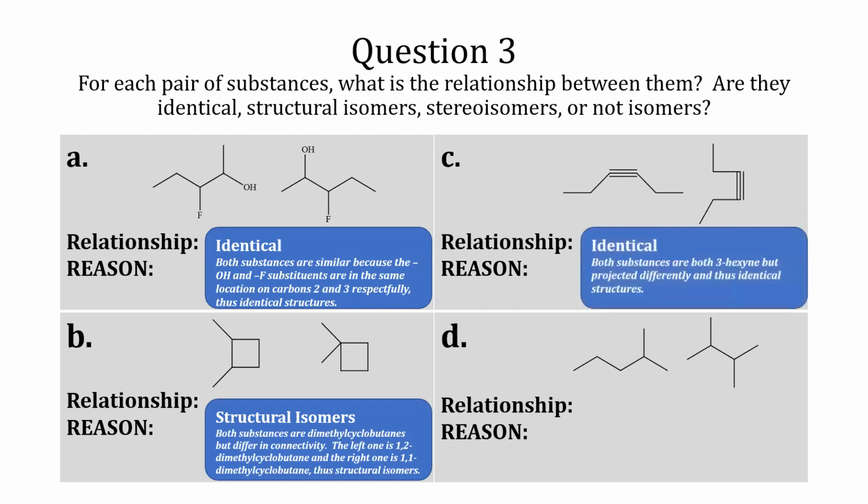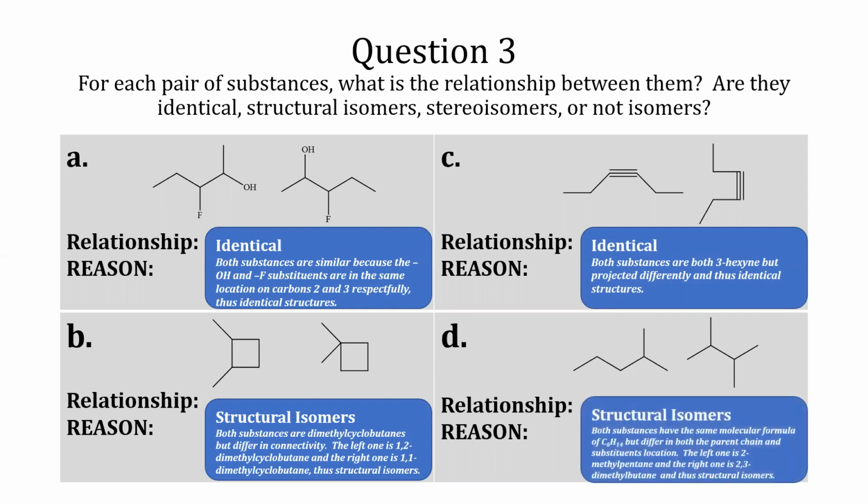3C are identical because both of them are 3-hexyne but projected differently and thus identical structures. 3D are structural isomers because both of them have the same molecular formula of C6H14 but differ in both the parent chain and substituents location. The left one is 2-methylpentane and the right one is 2,3-dimethylbutane and thus structural isomers.